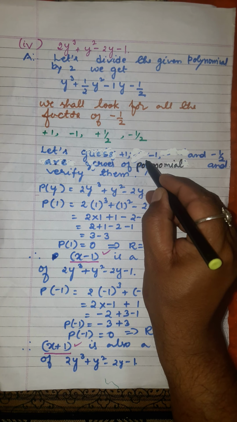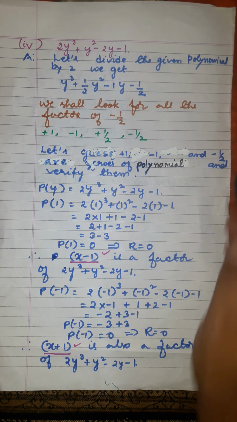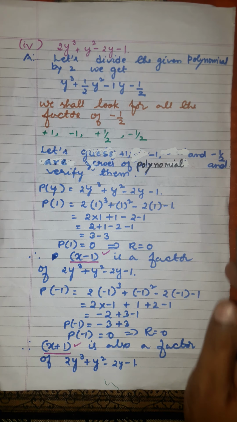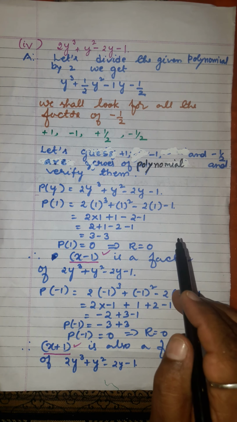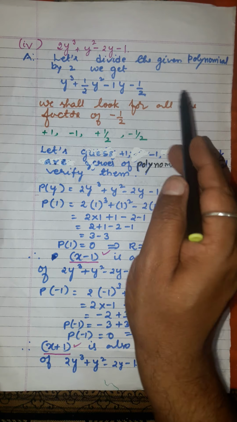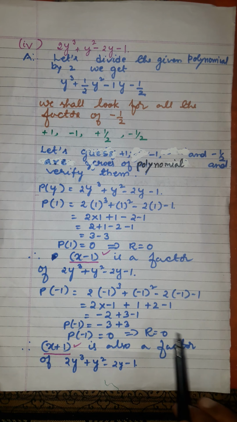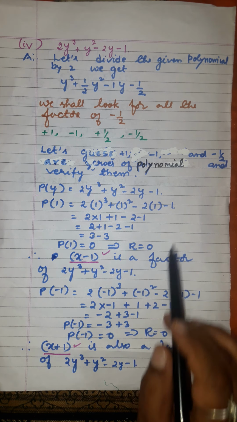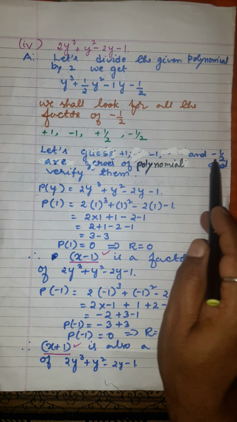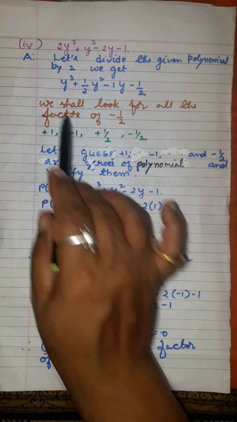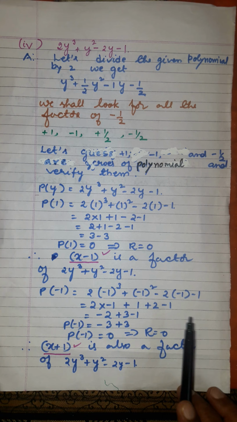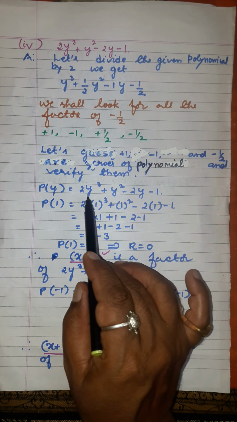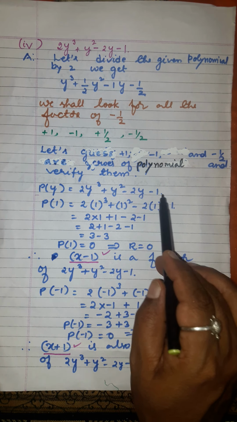So we guess because here the factors are few. We can guess if the factors are few; if the factors are more, you have to divide this polynomial by one of the factors. Then we have to verify them, whether these values will yield 0 upon substituting in this given polynomial or not. Now we know that p of y is equal to 2y cube plus y square minus 2y minus 1.